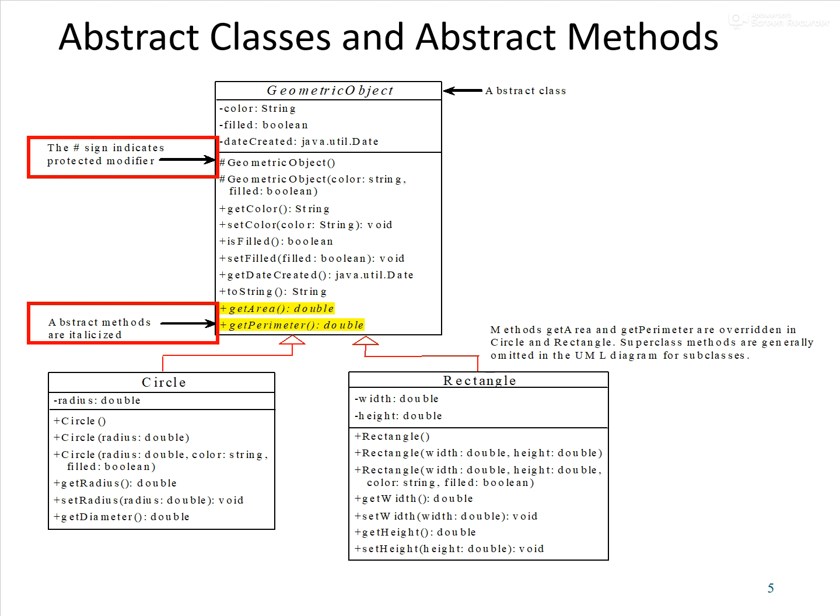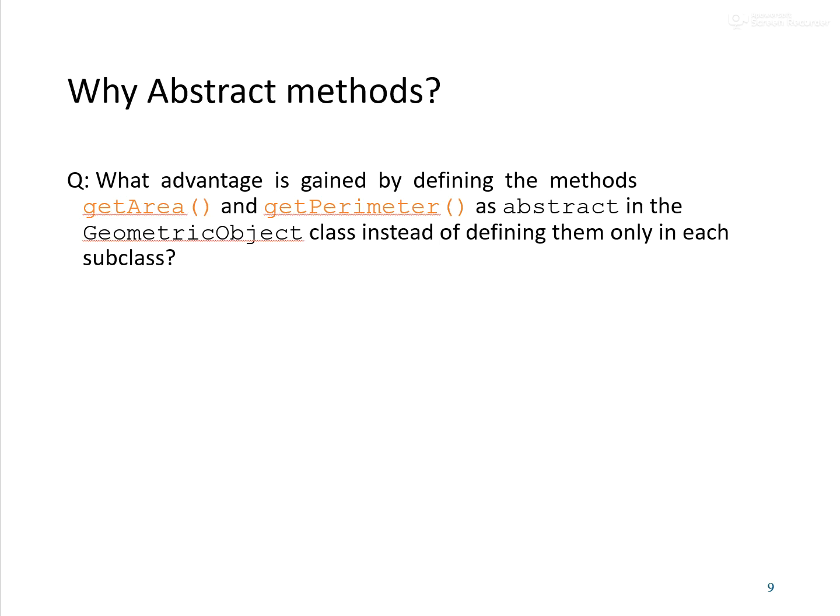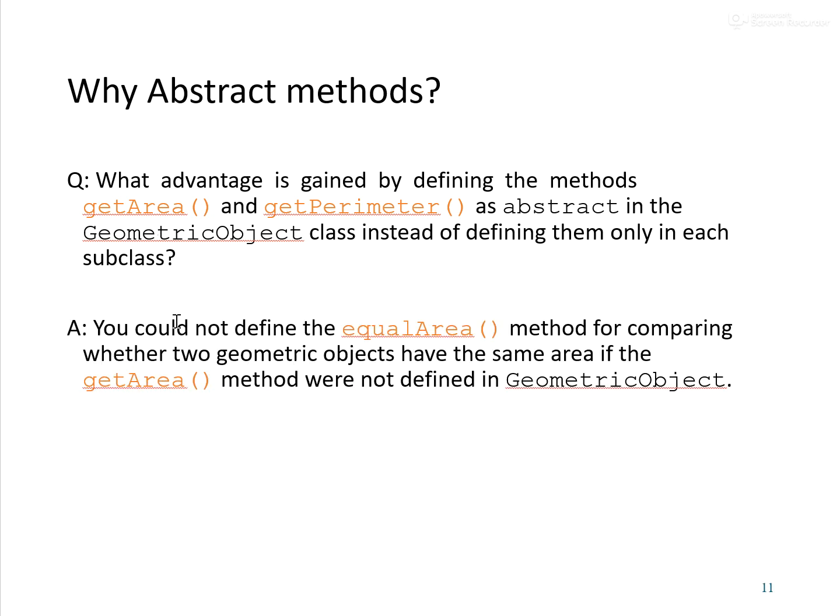Okay, so question. Why do we have abstract methods? What's the advantage of making getArea and getPerimeter abstract? Now, we've already done an in-class assignment in which this actually showed up as a question. We kind of sidestepped it back then to complete the task, but let's talk about it now.